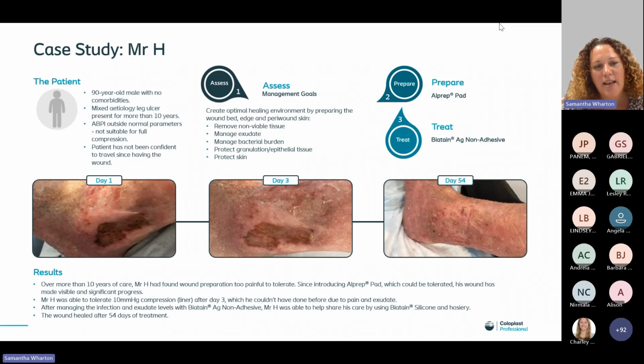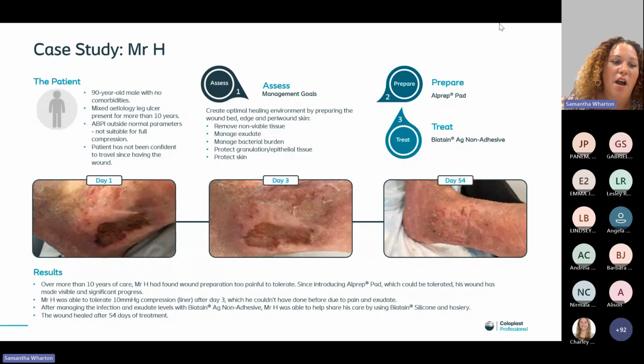That wound bed is very dark coloured. There's a bioburden present. On day 3, you can see there's been quite a change and an improvement within that. And then on day 54, the wound's healed and there's just some excoriation remaining.